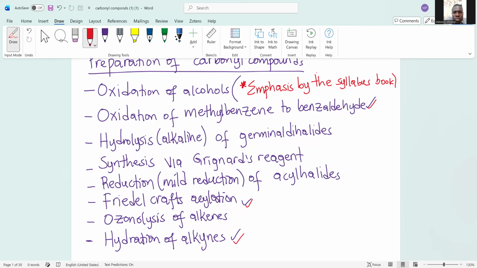So therefore, if there is anything which you should forget under preparative techniques, let it not be oxidation of alcohols. I think I have introduced. Allow me first to pause this a little bit and come back.